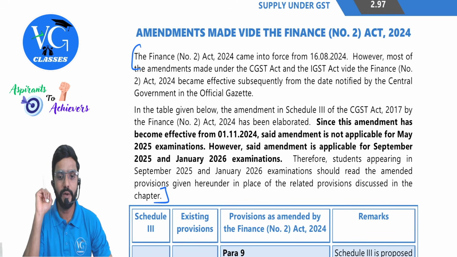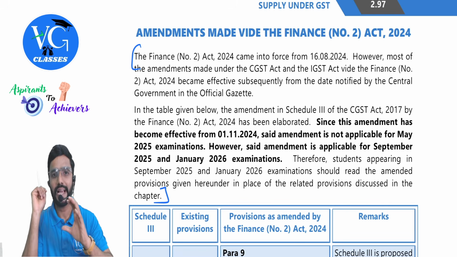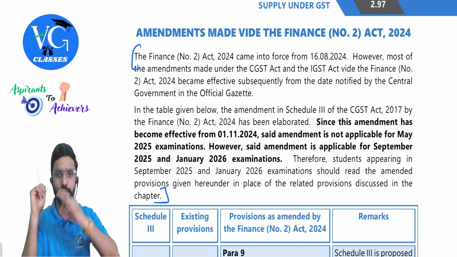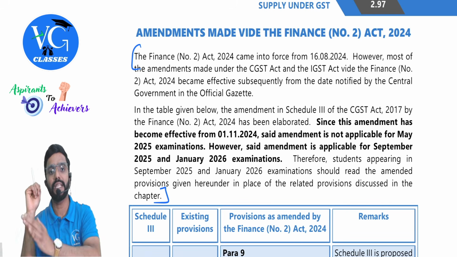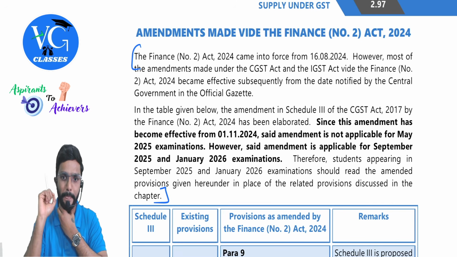In the table given below, the amendment in Schedule 3 of CGST Act 2017 by the Finance (No. 2) Act 2024 has been elaborated. Why number 2, guys? As I already mentioned, hope you remember, in the year 2024, there were two Finance Acts. One was before the election, one is after the election, that is once the new government is formed.